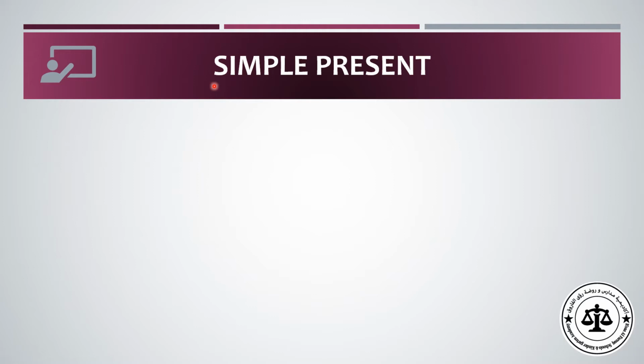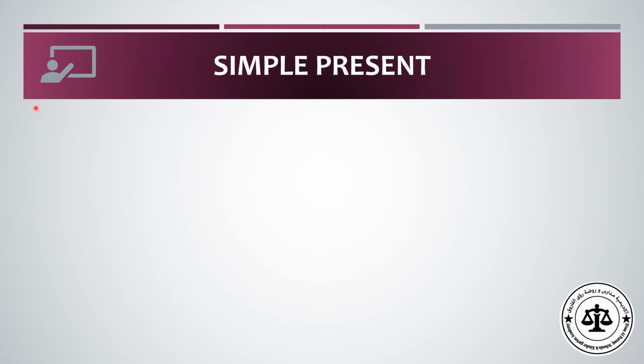In zero conditional we have to use the present tense. إذا يا مس إحنا بالزيرو conditional بالجملة الشرطية رح نستخدم the present tense الزمن المضارع البسيط. عشان هيك رح نعمل مراجعة سريعة على simple present. What is the simple present?